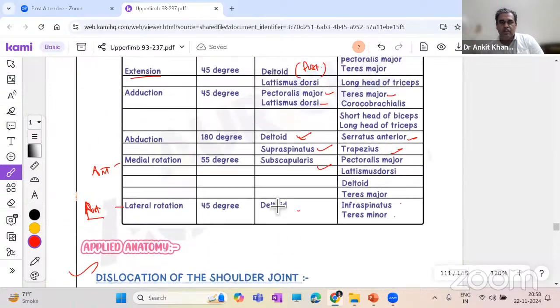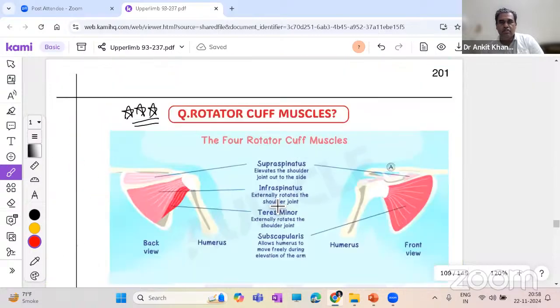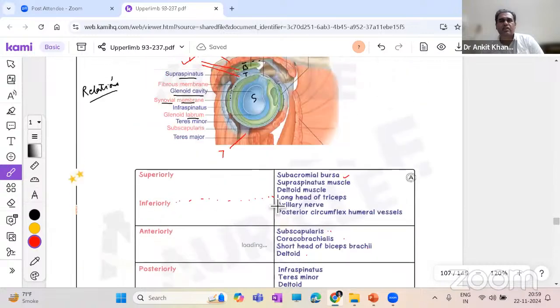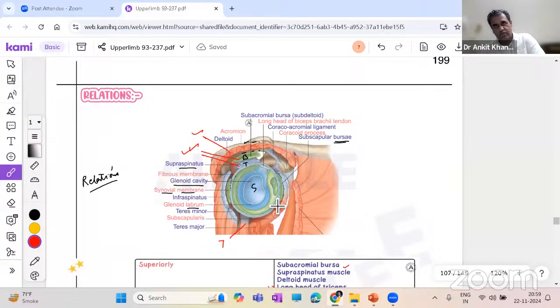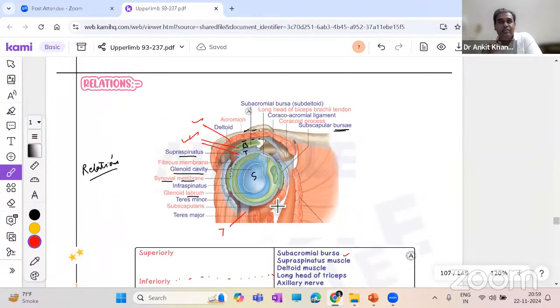Before that, let us revise the shoulder joint. You have seen the things are more or less the same. Topics are the same. What are the ligaments? But here the extra point is that you have to draw the diagram of relations. They do come. Why relations? Because shoulder joint surgeries are very common.